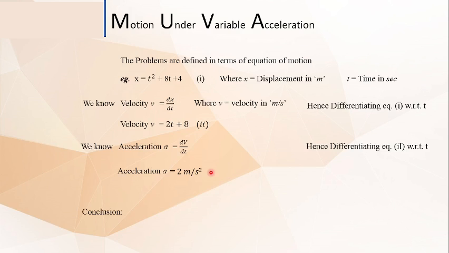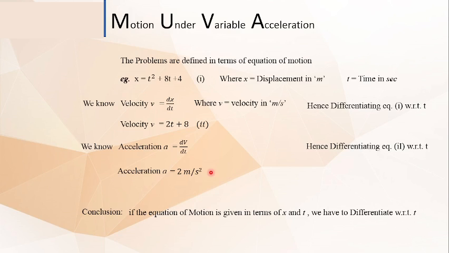So what do we conclude out of this? If the equation of the motion is given in terms of x and t, then we have to differentiate twice. With the first differentiation we get the velocity, that is v is equal to dx by dt, and further differentiation of that equation of velocity gives acceleration, that is dv by dt. So this is the only simple thing which we have to perform in the motions under variable acceleration.